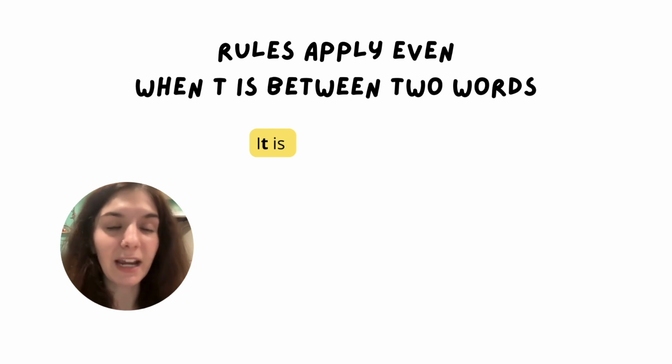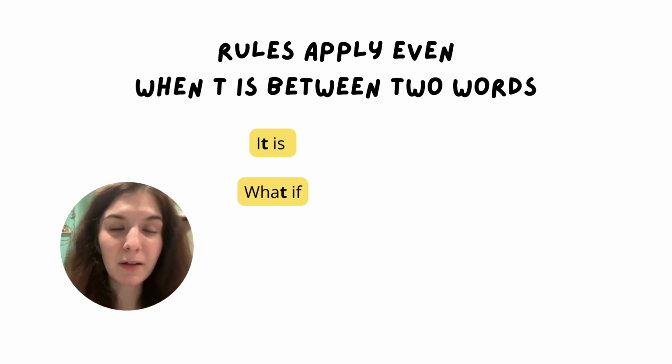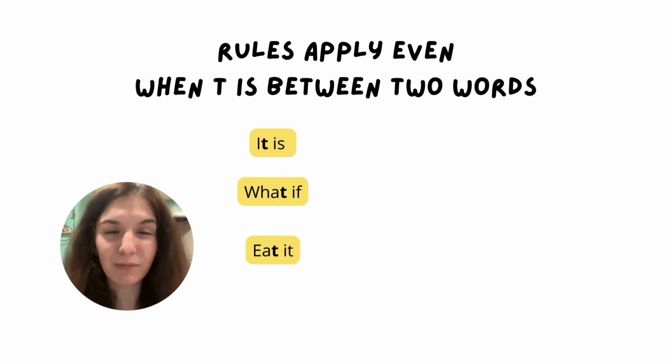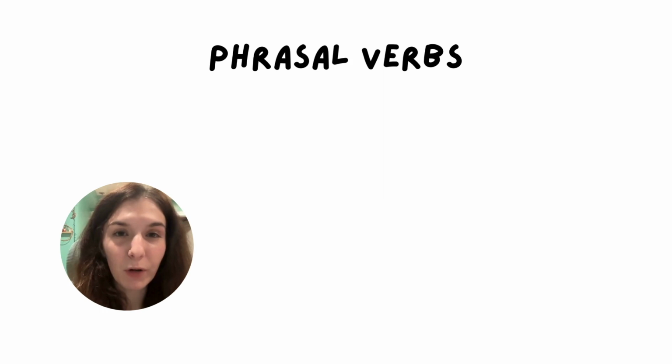So I'm not going to say it is. As an American, I'm going to say it is, with a fast D. Here too, I have 2 separate words, but this T is in between 2 vowel sounds. So I'm going to say what if, what if. Or here, eat it, but T is in between 2 vowel sounds, so I would say eat it, eat it. This is really important for the proper pronunciation of phrasal verbs in American English.